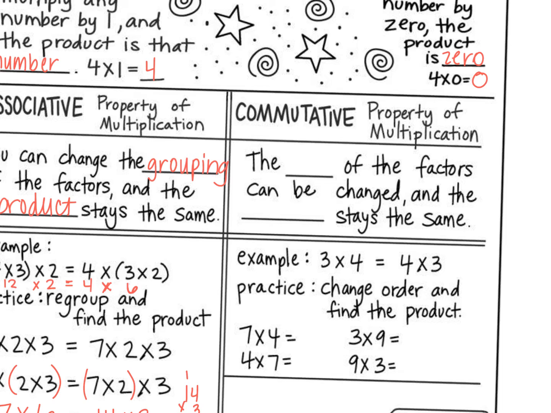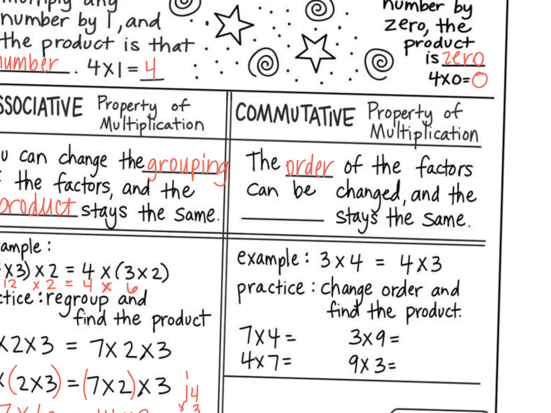Like commute. If I say, man, our commute is 10 minutes to and from school, okay? Or maybe it's 10 minutes to school, 10 minutes away, 20 minutes to and from, okay? Your commute is how long it takes you to get from one place to another. Commutative is kind of similar. The commutative property is the order of the factors can be changed.